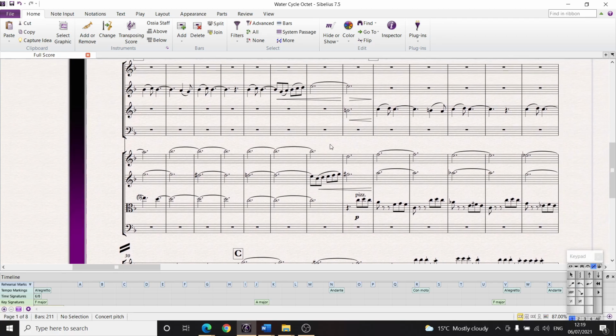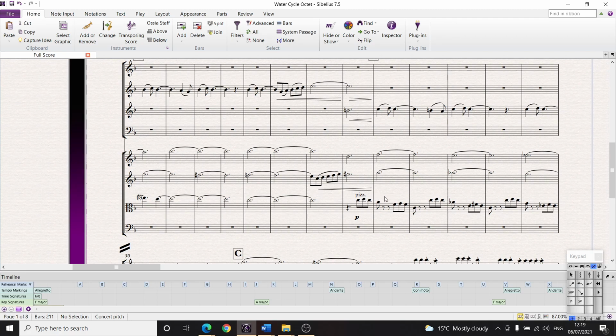Now, gradually, we introduce pizzicato in the strings. Now, the pizzicato in strings is very commonly used in classical music to represent raindrops, just light raindrops, not torrential rain. And this is exactly what I wanted to do here.